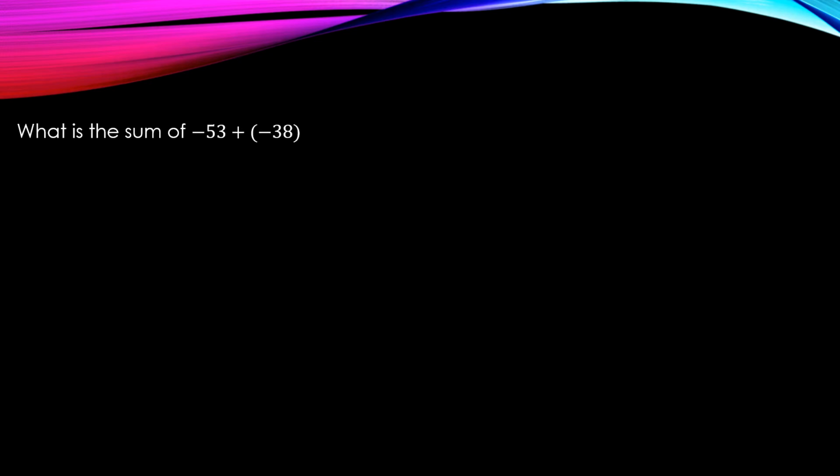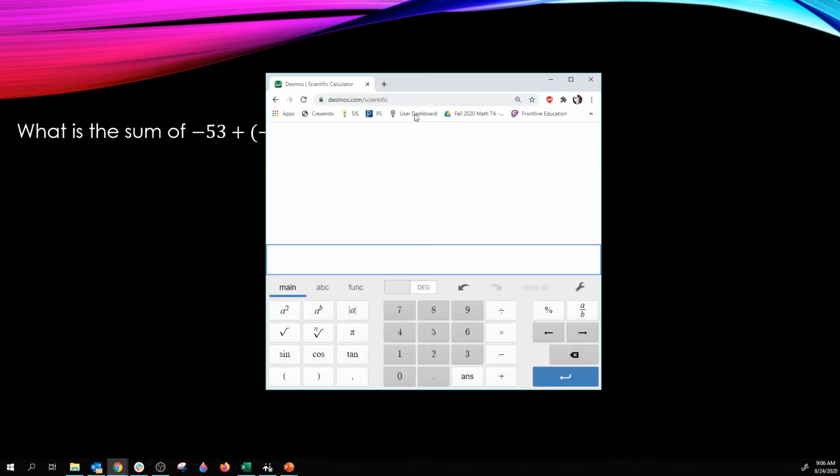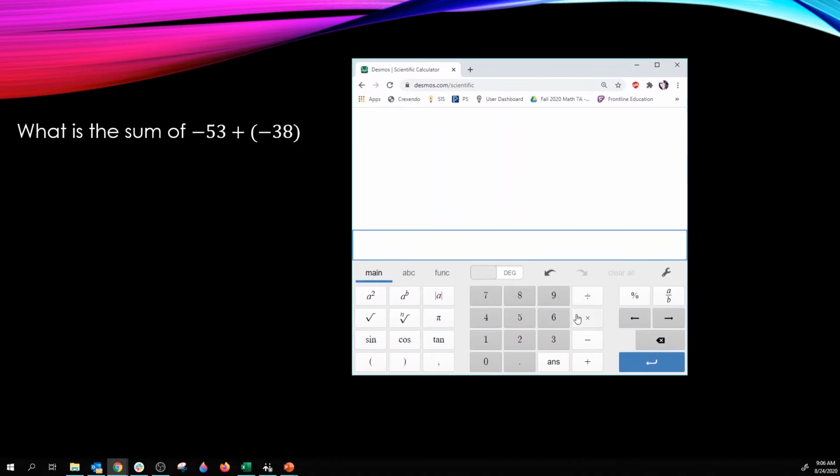What is the sum of negative 53 plus negative 38? For these questions, please double check these into a calculator, okay? Especially on your exam. Don't make a silly mistake because you accidentally subtracted these, okay? And I have plus negative 38. You should get negative 91. So for problems like this, type it into a calculator to double check your sign and also your number.